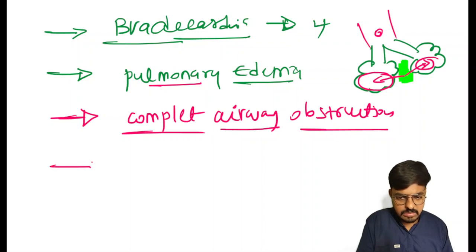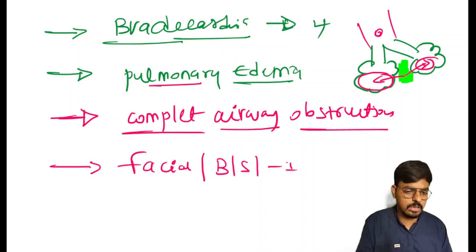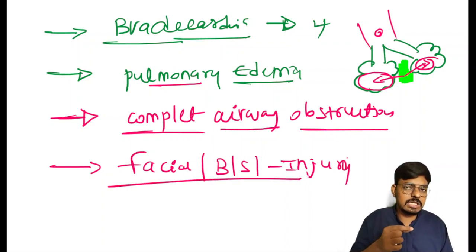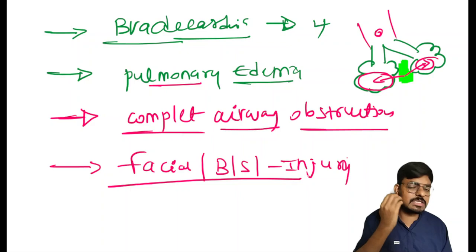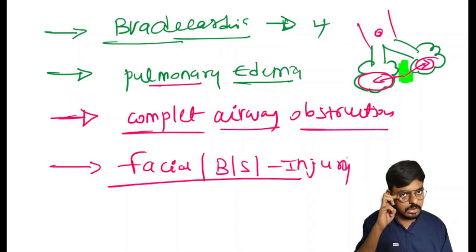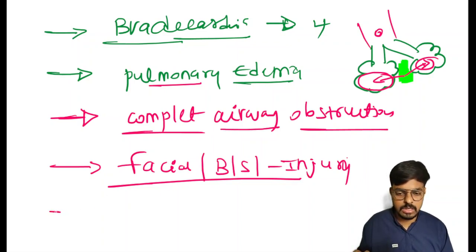And nasal suctioning is completely contraindicated in case of facial or basal skull injury. In basal skull injury and facial injuries, while inserting the suction tube, it may enter into the brain. That is the reason why in basal skull injury, nasal injury and facial injury suctioning is contraindicated. Very importantly, people have to understand that one. So what are the other contraindications?